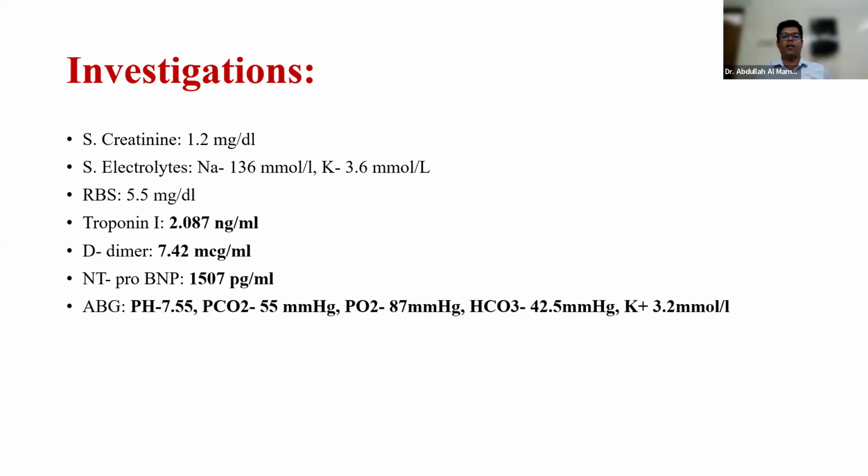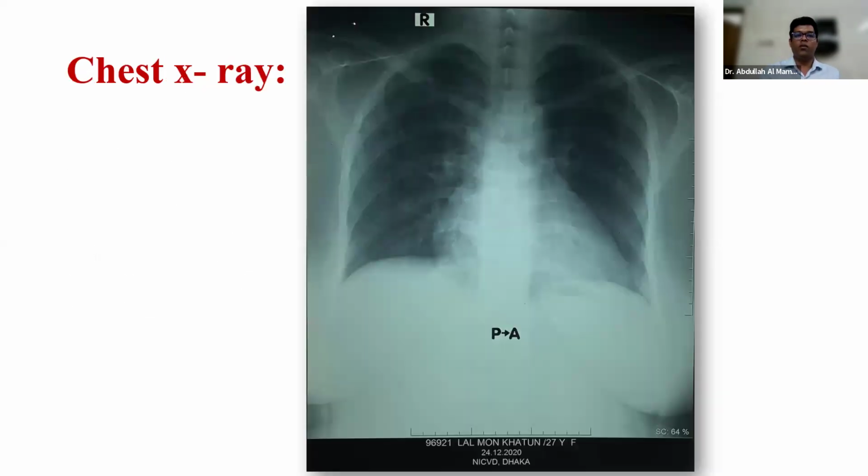So investigations were done. Troponin was elevated, D-dimer was elevated, and NT-proBNP was also elevated. All these markers can be elevated in pulmonary embolism, other than ACS. ABG shows metabolic alkalosis. Chest X-ray shows mild cardiomegaly with other parameters normal.